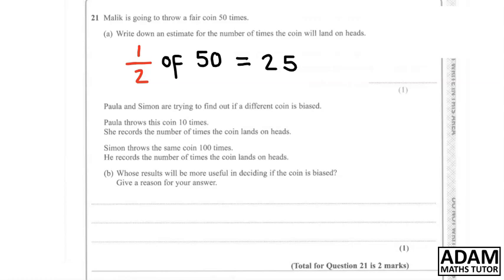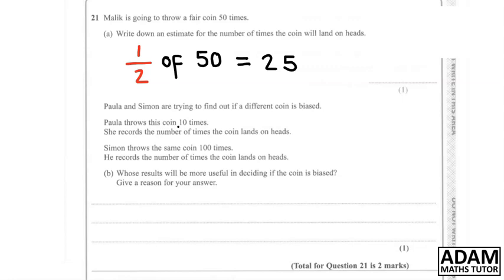Part B. Paula and Simon are trying to find out if a different coin is biased. Paula throws this coin 10 times. She records the number of times the coin lands on heads. Simon throws the same coin 100 times. He records the number of times the coin lands on heads. Whose results will be more useful in deciding if the coin is biased? Give a reason for your answer.